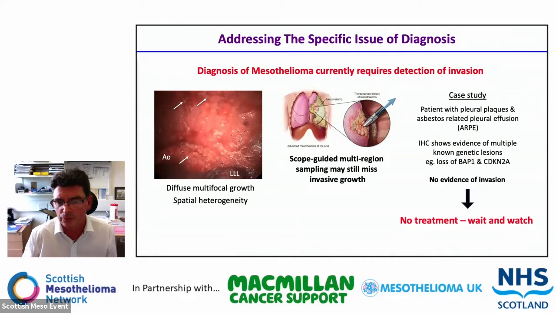To get down to the nitty gritty, consider a case study: a patient that presents with CT scans showing pleural plaques, with asbestos-related pleural effusion, fluid in the lung. Even now, immunohistochemical measures of known genetic lesions, such as loss of BAP1, such as loss of P16 or CDKN2A as the gene is called, if there's no evidence of invasion, the clinicians still can't call this mesothelioma. The patient goes on a wait and watch strategy. There's no intervention.